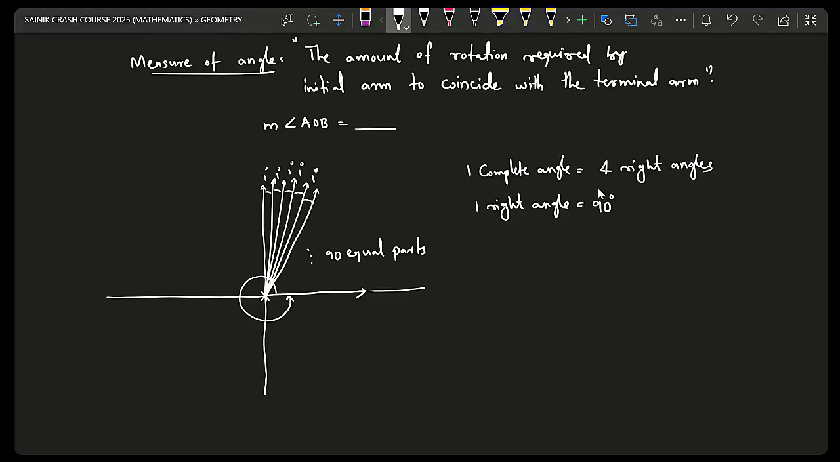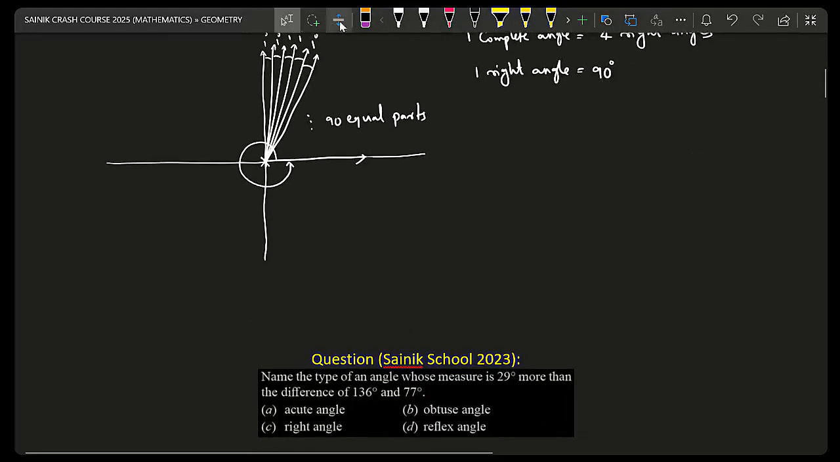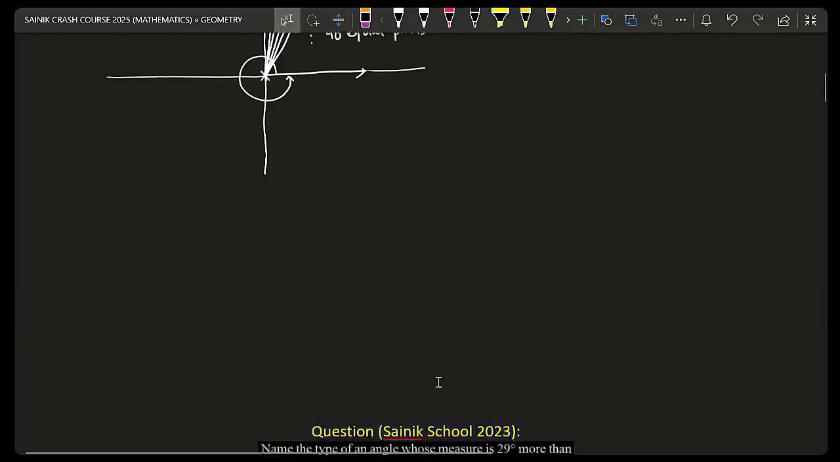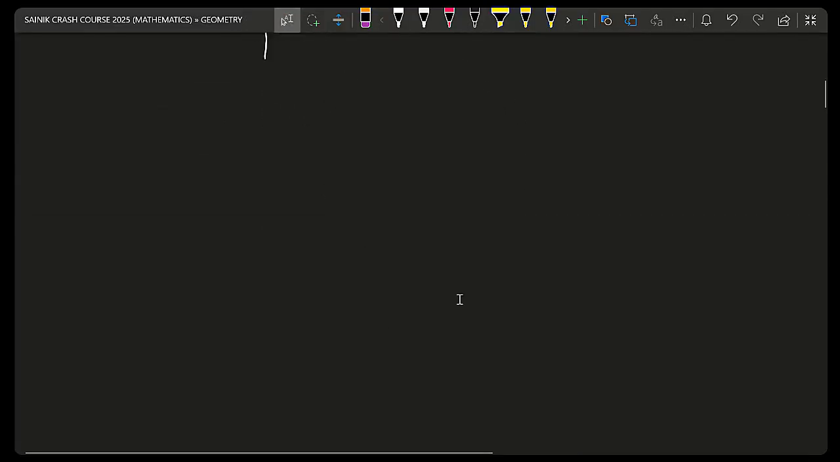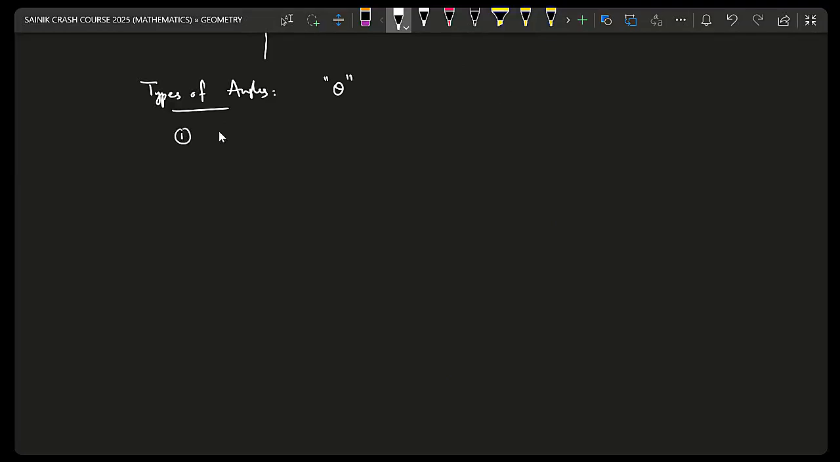Now we can discuss types of angles, the most important topic. Based on types of angles, every year you'll get 2 to 3 questions. So now, types of angles. Generally angles are shown with a variable called theta. It is a Greek letter used to denote angle. So let's start with the first type, that is zero angle.